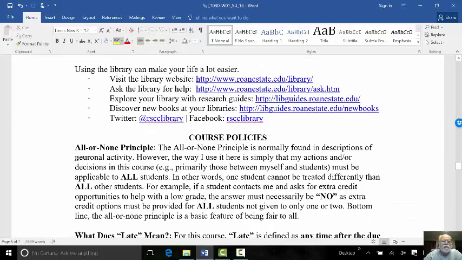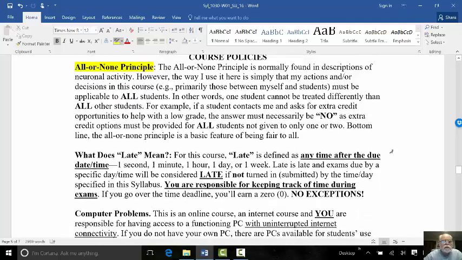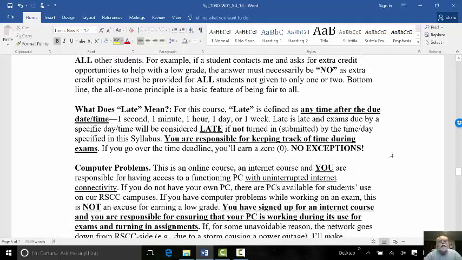Here are some important features about this course, and they're individual for this course. I believe in an all or none principle. That means whatever I do in this course, it has to affect all people or no one. So if you ask me for, for example, some extra credit because you're not happy with your grade, I can't give you extra credit, but I can give the extra credit to the whole class, and I have in the discussion groups. So don't ask me for extra credit individually. I will not be able to do it.